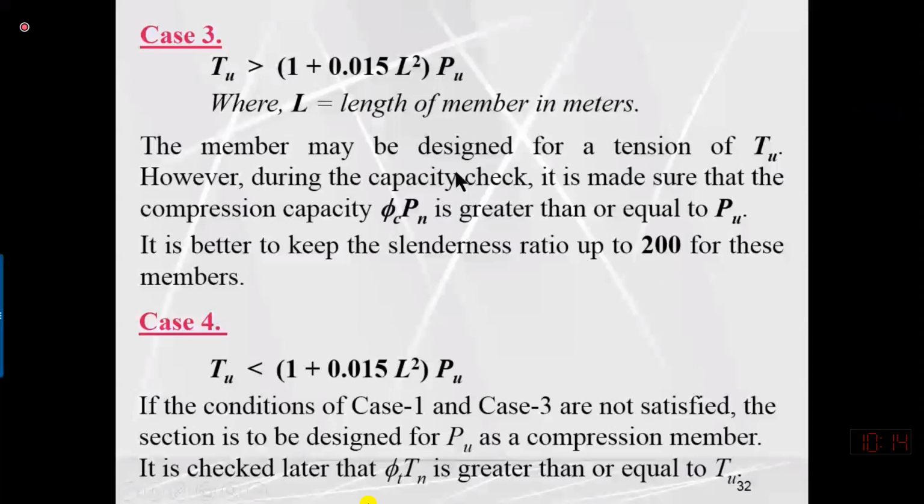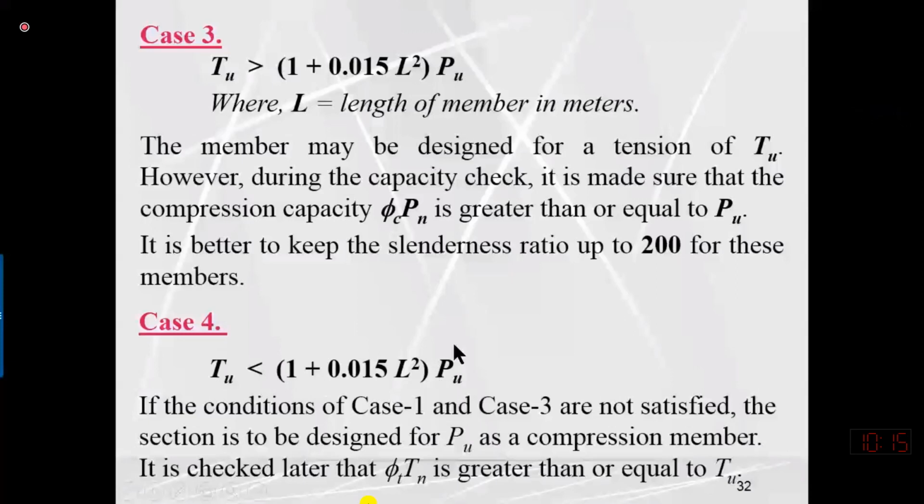In the same equation, case number 4 is the opposite of this case. If the right hand side is more than the left hand side, it means that factored tensile forces are less than this parameter, and the compressive load parameter is larger. So we will design this member as a compression member. And later on, we will check the capacity also in tension.